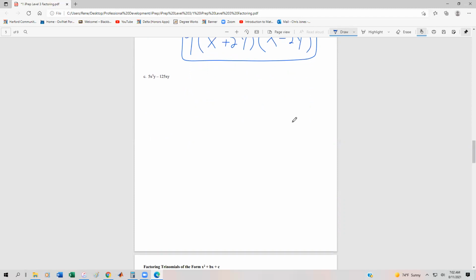And so we notice that both of the terms are divisible by 5. Both of the terms are divisible by x. And both of the terms are divisible by y. So there is a GCF that we're going to factor out, which is 5xy. In the first term, 5 and 5 cancel, y and y cancel, and x cubed divided by x is going to give us an x squared. 125 divided by 5 is 25. The x's cancel and the y's cancel.